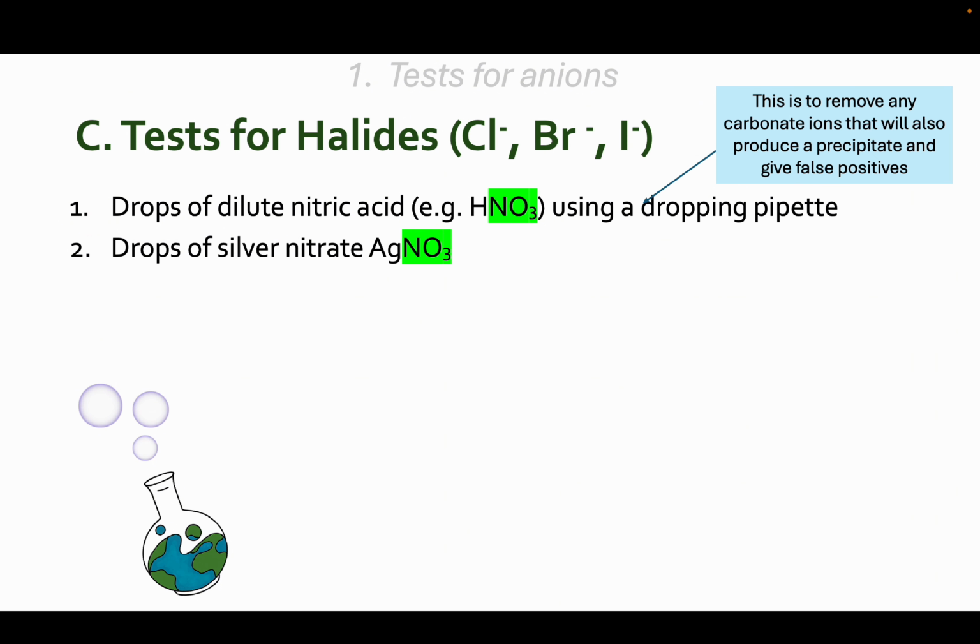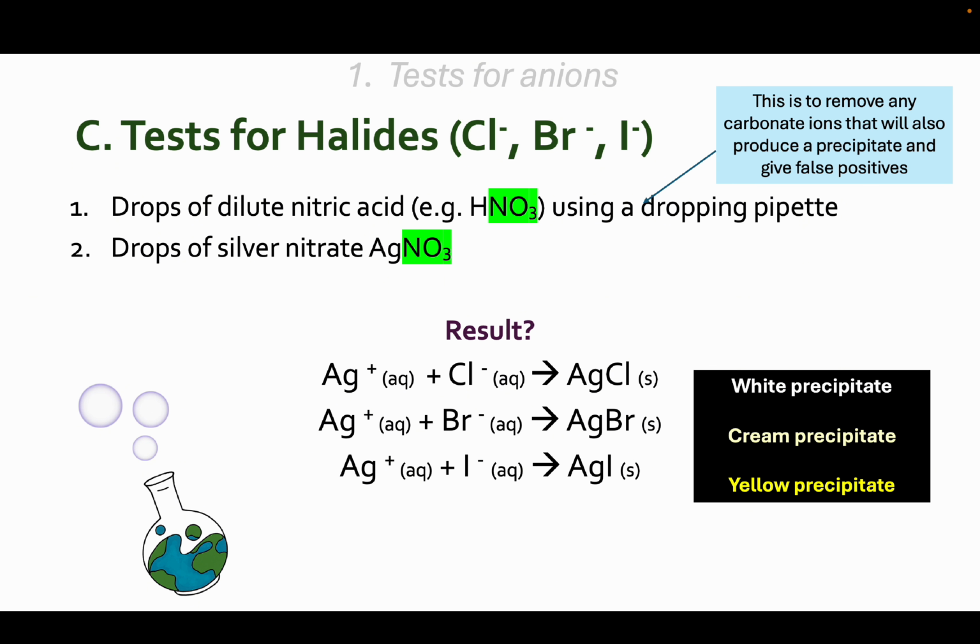Last but not least is our test for halides. This time we're going to add dilute nitric acid into a dropping pipette. And then secondly, we're going to add drops of silver nitrate solution. I hope you've seen a pattern over here as well. The result is that depending on the halide that we're dealing with, you're going to get different color precipitates. So if there was chloride, you're going to get silver chloride precipitate, which is a white precipitate. If there's bromide, you'll get a cream precipitate. And if it's iodide, you get a yellow precipitate.